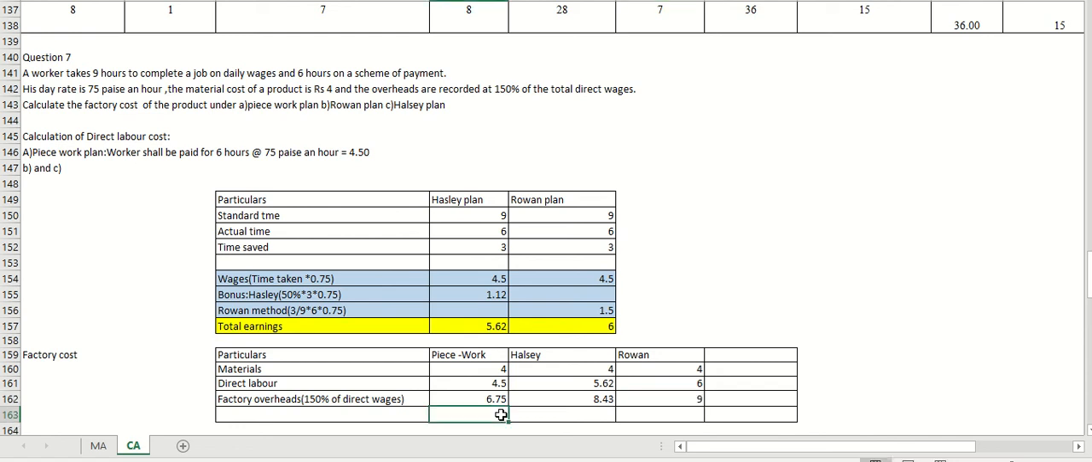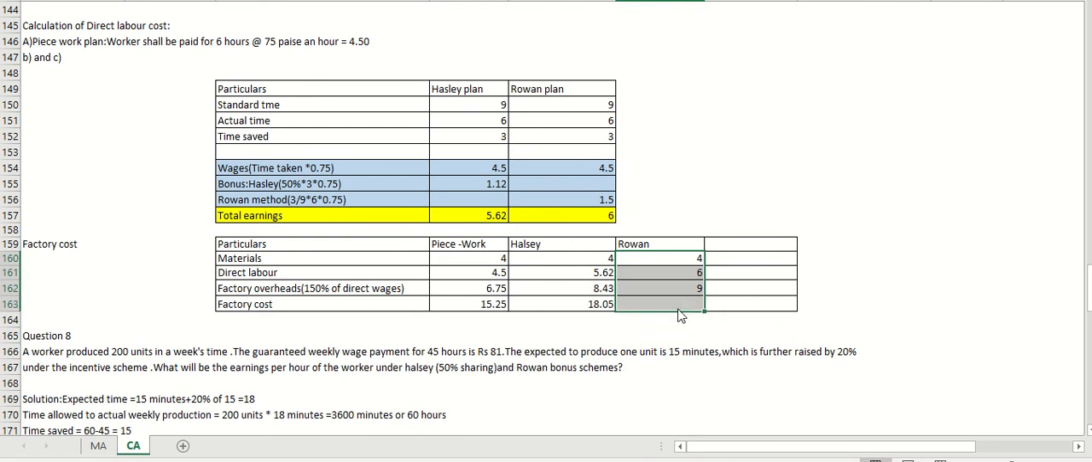9 rupees. So now your total factory cost, the resultant figure, you get 15.25 under the piecework method. Under the Halsey method it is 18.05, and under the Rowan method it is 19 rupees. So factory cost is the total of materials, direct labor and the factory overheads. So now let's move on to the next question.